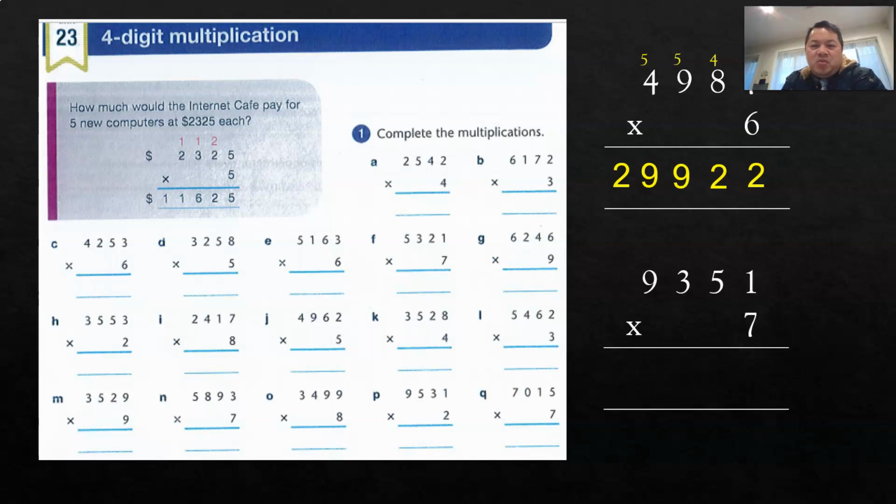Okay, so let's go through another one. Why don't you pause the video and try it on your own to confirm that you can get the answer.